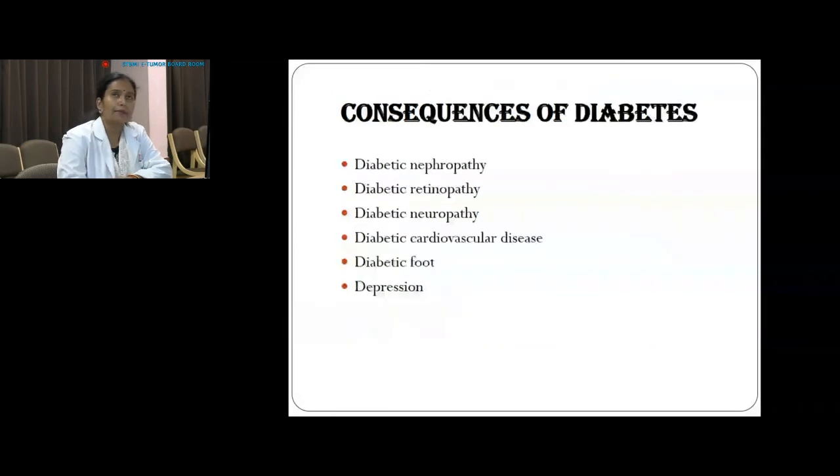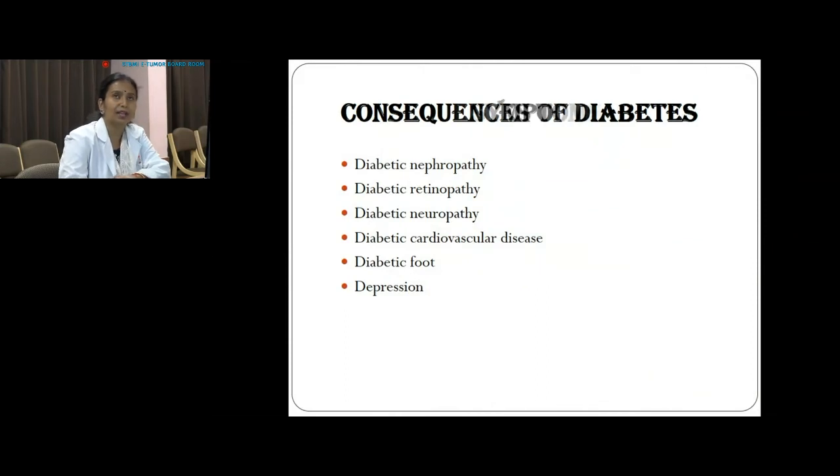Major consequences of diabetes are diabetic nephropathy, diabetic retinopathy, diabetic neuropathy, diabetic cardiovascular disease, diabetic foot, and overall, depression. If a patient has diabetes, definitely there are all kinds of comorbidities, but depression definitely will cause other diseases also.